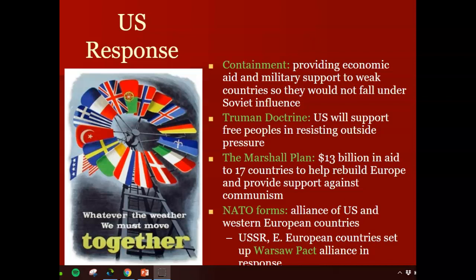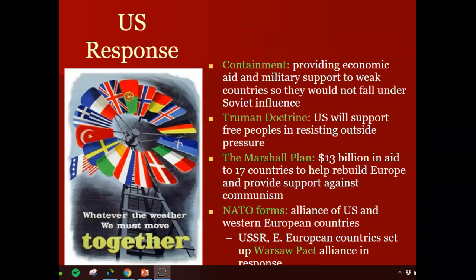We also wanted to make sure that Western Europe in particular was free from being pressured into becoming communist. And so we formed the North Atlantic Treaty Organization, or NATO. It was an alliance of the United States and Canada and Western European countries. If the Soviet Union tried to attack any one of those countries, they would be met by all of those countries banding together and fighting back. That's what NATO was all about.